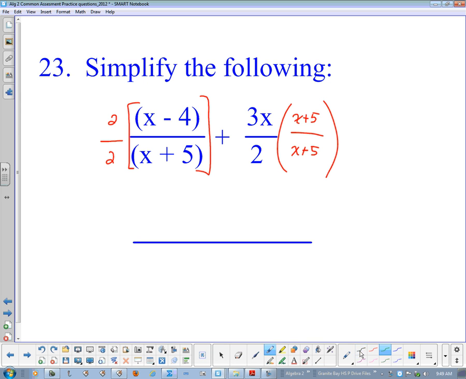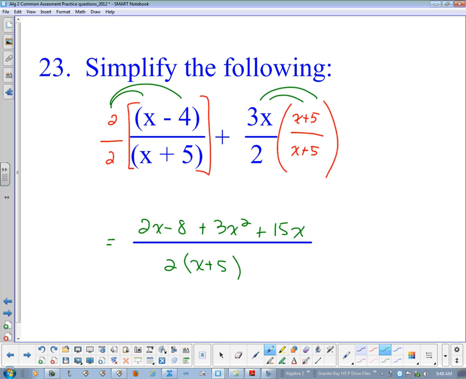This is going to give me one large fraction with 2 times x plus 5 in the denominator. There's my common denominator. Then what I'm going to do is distribute. I've got 2x minus 8. This is going to be plus 3x squared, and then plus 15x. Try to simplify.